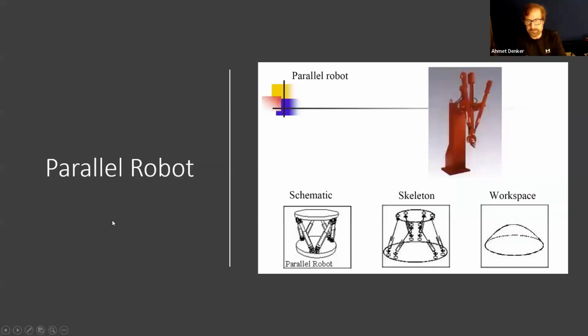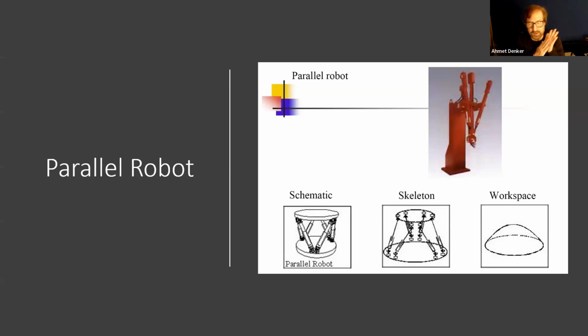Parallel robot. The basic difference of a parallel robot from the other types of robot is that it's not an open kinematic chain. In the other robots, we may have an open chain. For instance, in SCARA, one end is open, where we put the end effector. Or a cylindrical robot. But here we do not have any open end. So it's a closed chain, we say.